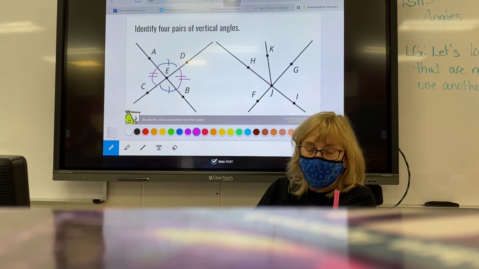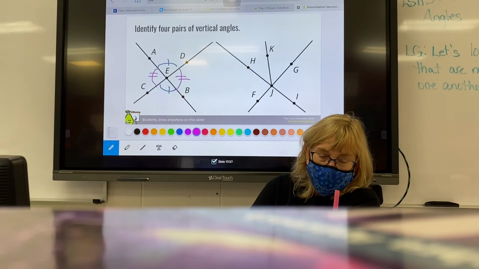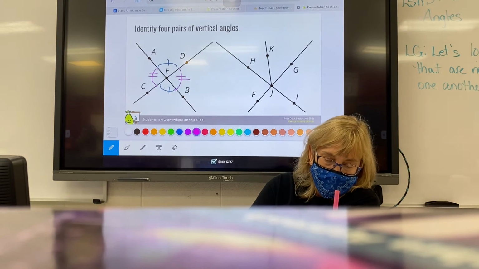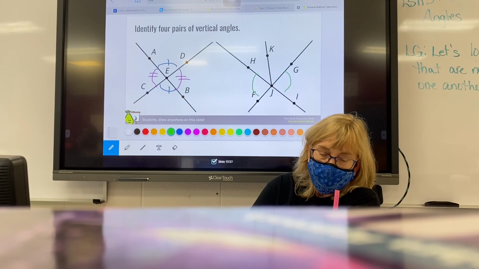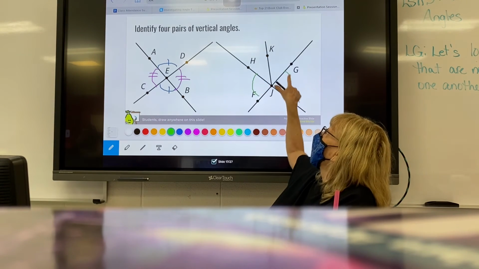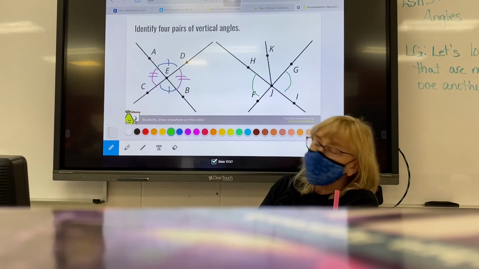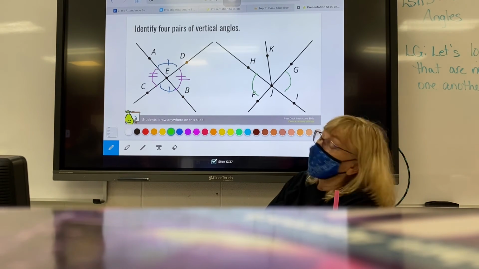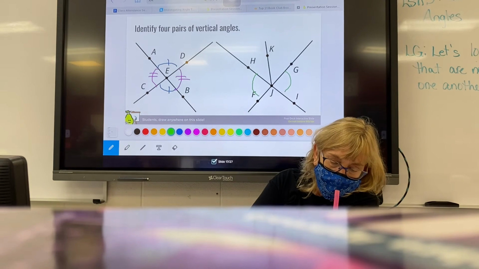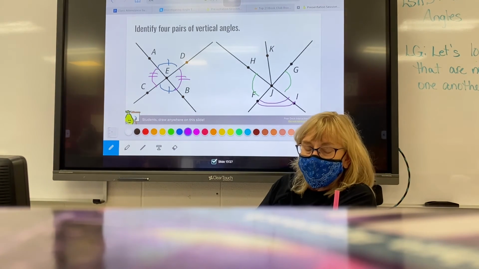All right, how about in the other one? GJI and HJF. Okay, so we can say this is congruent to this. Another way that they notate it is they will just do one line like this. If we have 2 angles that are congruent, where are the other vertical angles here? What is vertical to this angle? AJG.